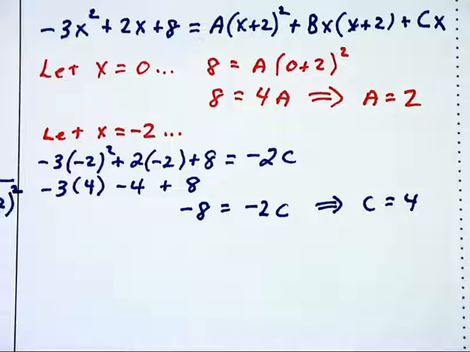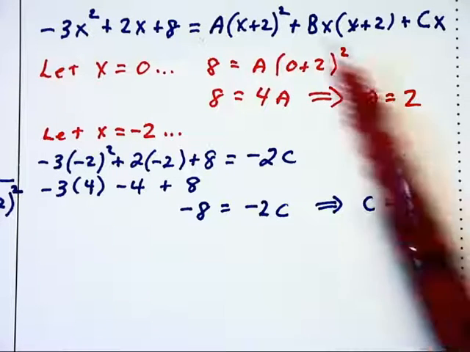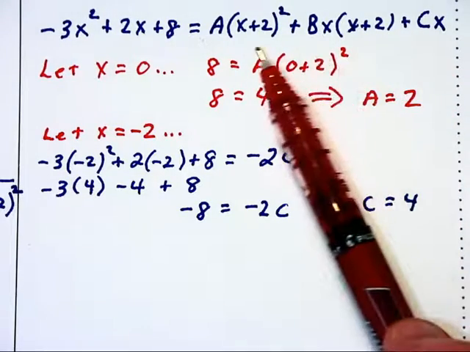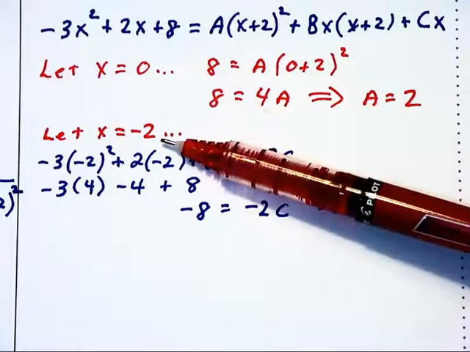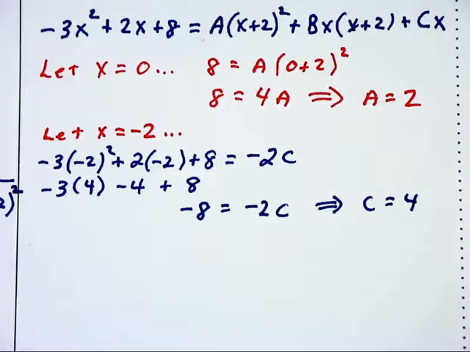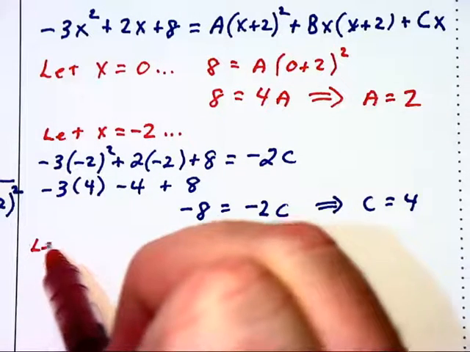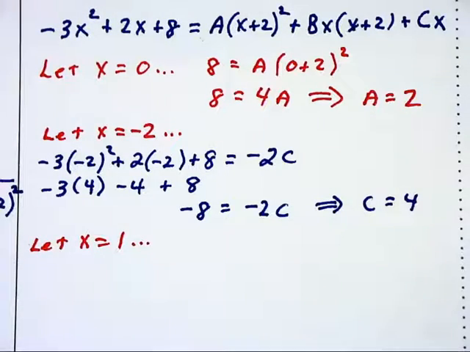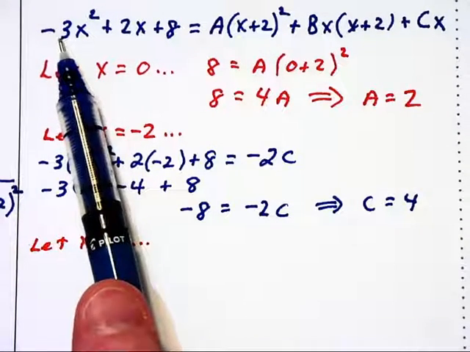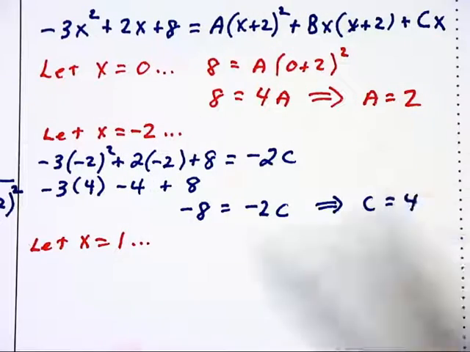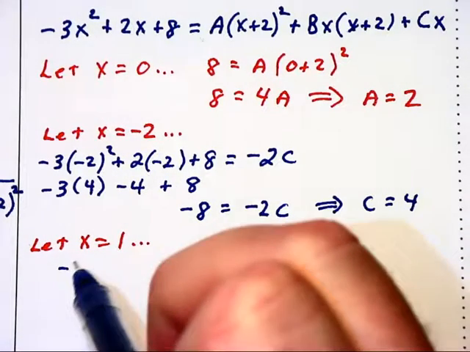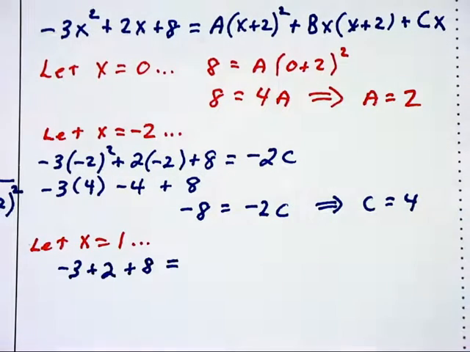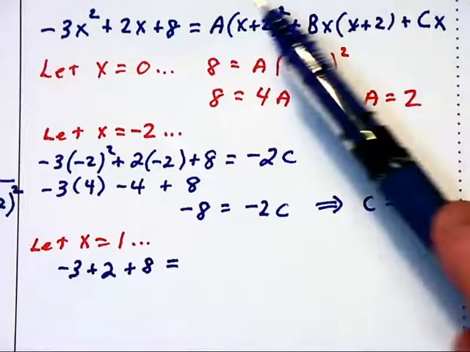Now we need to choose another value that will work well on the right-hand side to cancel things out, but there isn't an easy choice. So since I've already chosen 0 and negative 2, I think 1 is a pretty easy number for us to work with. So let x equal 1. What's nice about substituting 1 in is we're really just going to have negative 3 times 1 plus 2 times 1 plus 8. We're really going to have negative 3 plus 2 plus 8 on the left-hand side. And the right-hand side will be a.